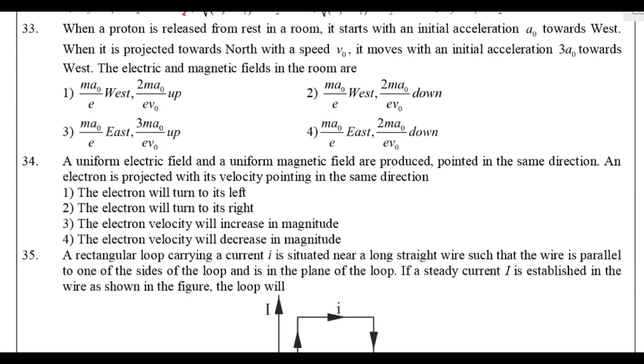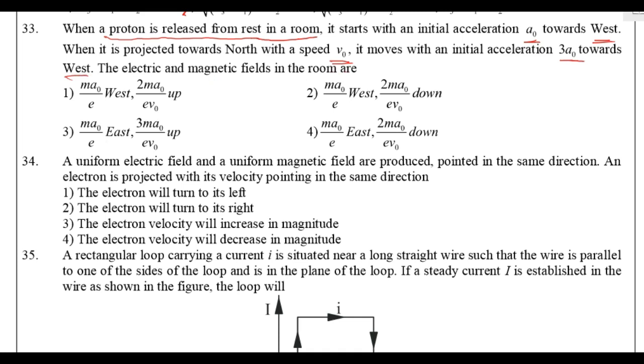When a proton is released from rest in a room, it starts with an acceleration a naught towards the west. When it is projected towards north with velocity v naught, it moves with the initial acceleration a naught towards the west. The electric and magnetic fields in the room are?